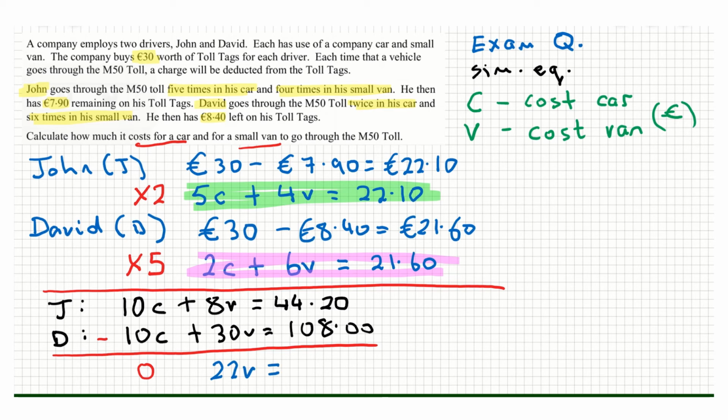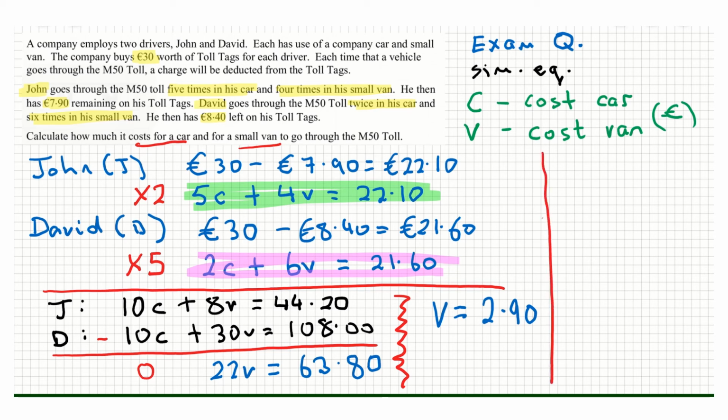108 minus 44.20 leaves me with 63.80. So let's just go back to words here. This tells us that the cost of going through the M50 in a van 22 times will cost €63.80. So we can divide by 22 on the left and the right, and we'll find that the cost for a van is 2.90. Okay, so the van costs €2.90.